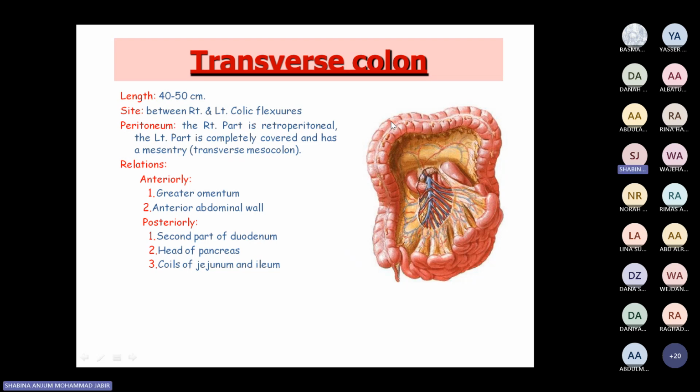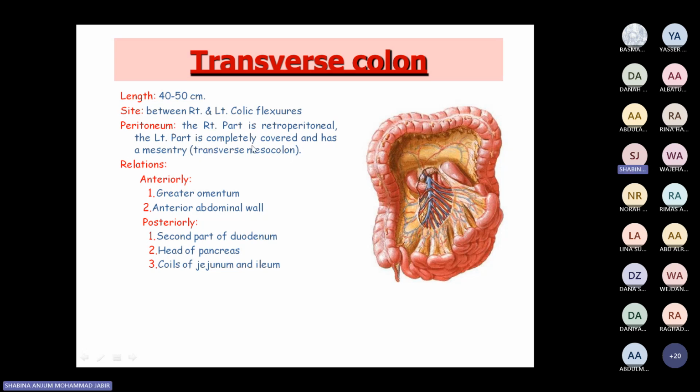Then we have the transverse colon. Now we know all the history about the transverse colon, that it has developmental variation and even different arteries, right? It will be present between the right and left colic flexure. If you see, the right part is retroperitoneal, but the left part has a covering called the transverse mesocolon. You remember the transverse mesocolon?